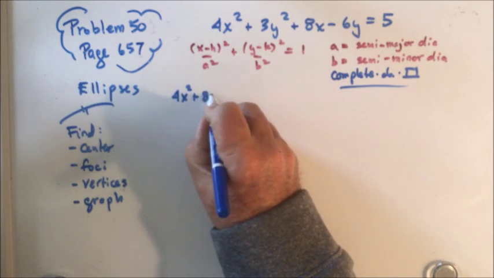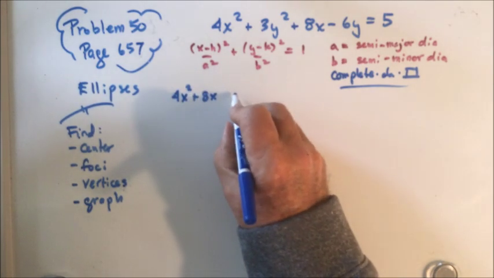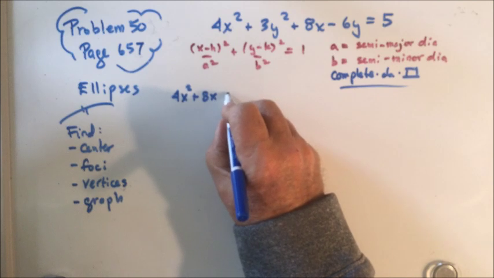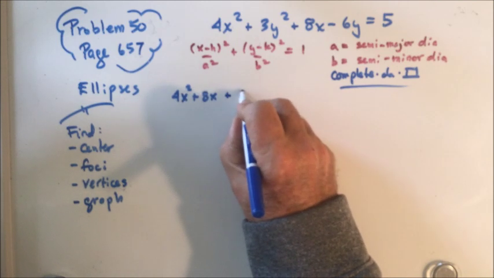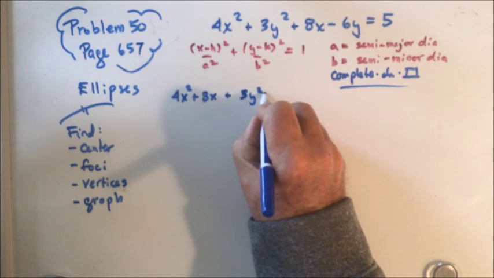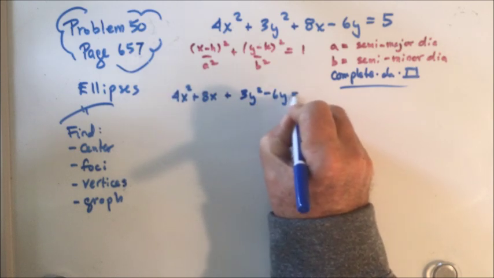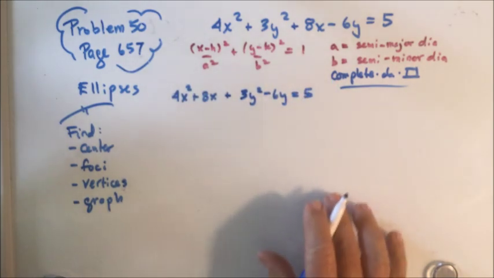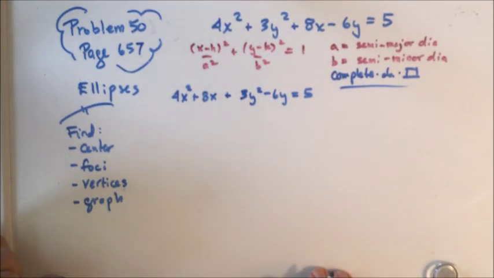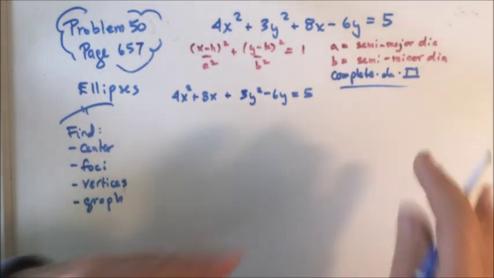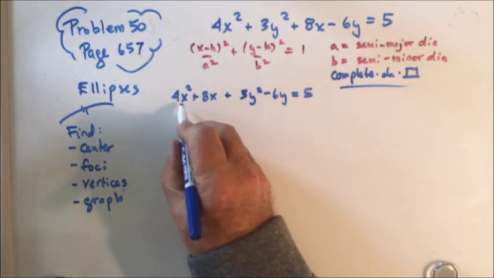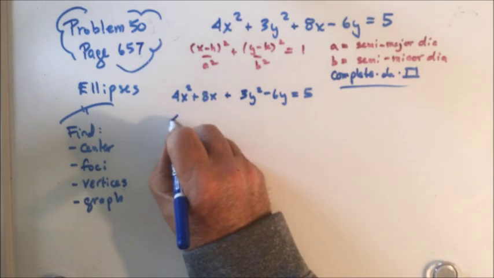I'm going to put the 8x over here close to the 4x. And I'm going to put the 3y squared close to the y equals 5. Don't do this at home. Okay, so I did that so that I can complete the square. I'm going to take 4 out of everybody here.